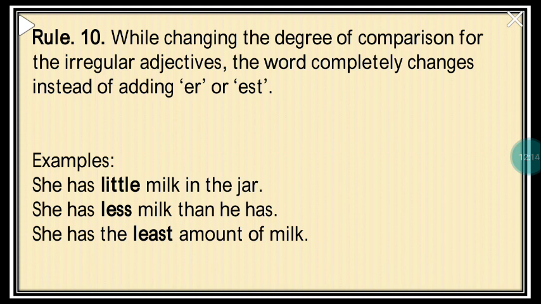Now the examples are: she has little milk in the jar. So you will not say she has littler or littlest milk. She has less milk than he has. That is the comparative degree. And in the third one, she has the least amount of milk. So these are the rules concerning the degrees of adjectives.